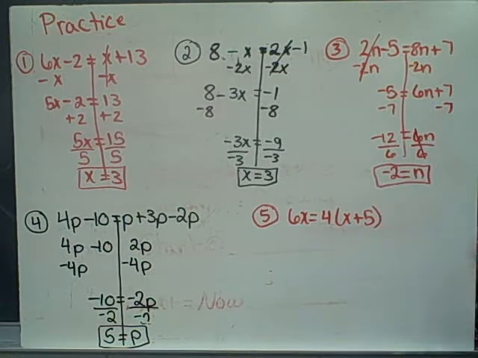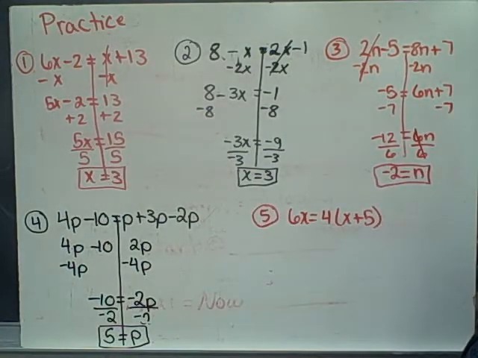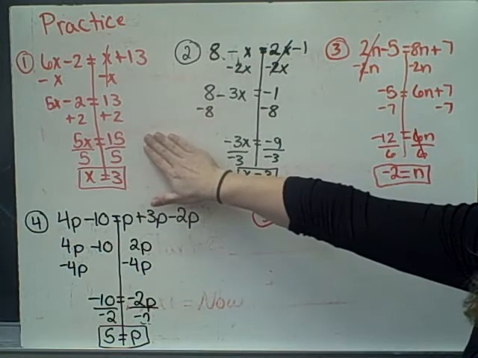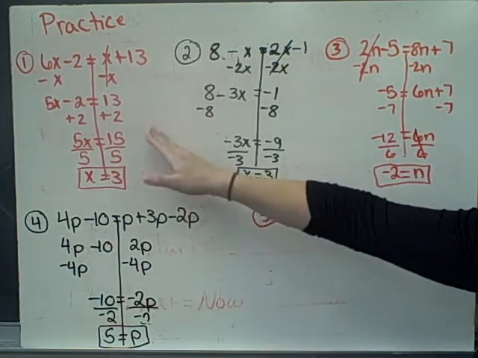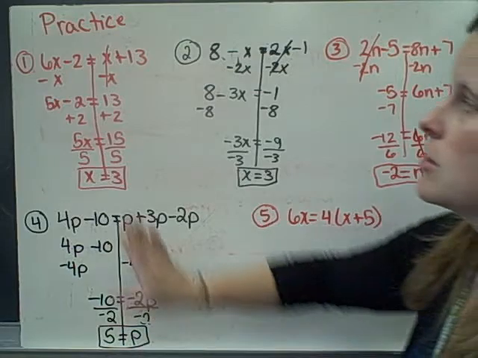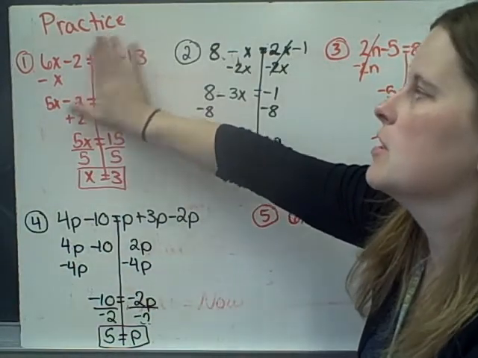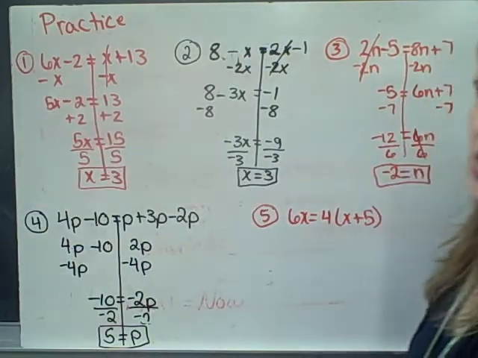So let's look at some practice problems that have variables on both sides of my equation. If I start with something like this, 6x minus 2 equals x plus 13. Okay. First step is to distribute. Well, in this particular case, I don't have any parentheses, so I don't have to worry about that step. I can move on. Then it is to combine like terms on both sides of my equal sign. So if I look at the left side of my equal sign, I don't have any like terms. If I look at the right side, I still don't have any like terms.